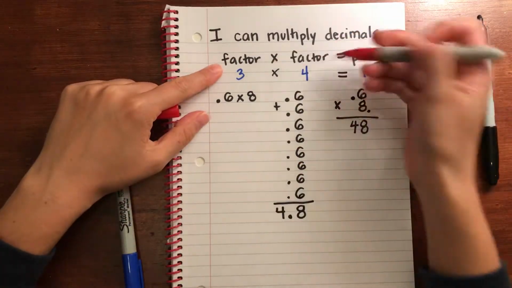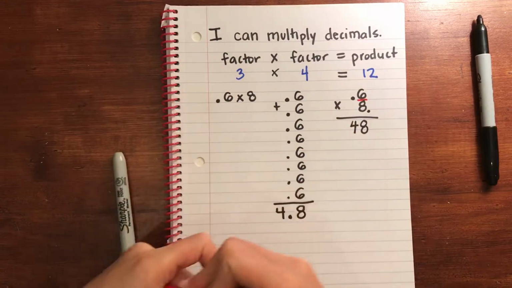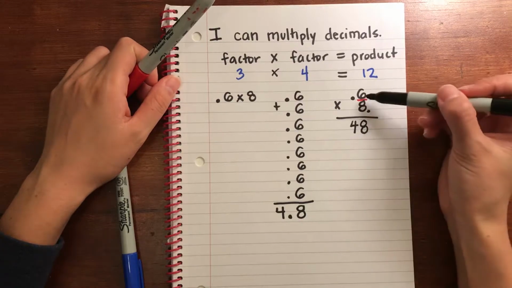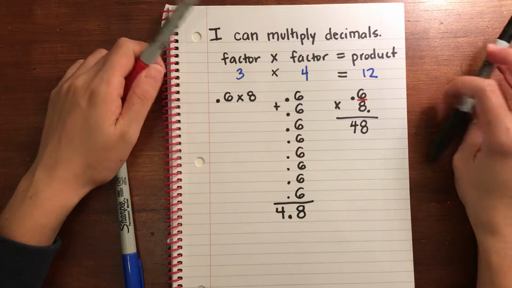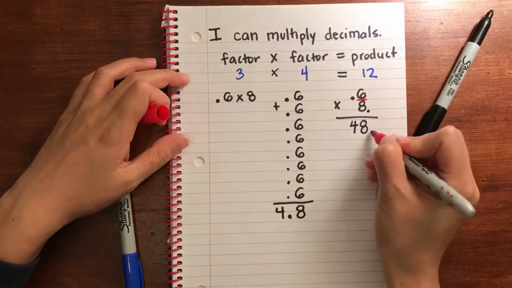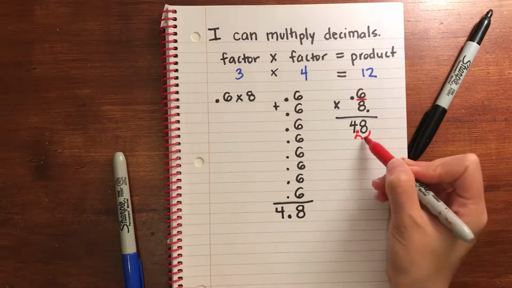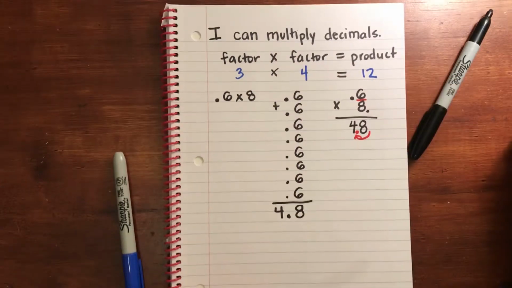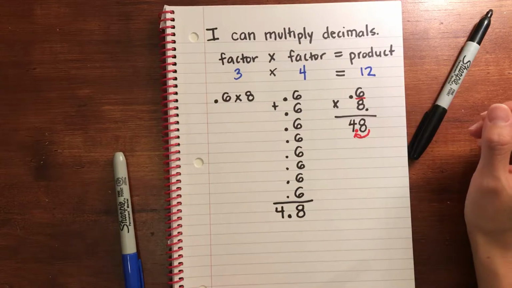So what you do is you look at the factors. 6/10 and 8 wholes are my two factors. And you underline or you count how many decimal place values there are. So in this problem, there's 1. 6 times 8 is 48. But it's not 48 wholes. I have to adjust my answer. It's 4 and 8/10. I move it over one place value because there is one decimal in the factors. There's going to be one adjusted place value in the product.